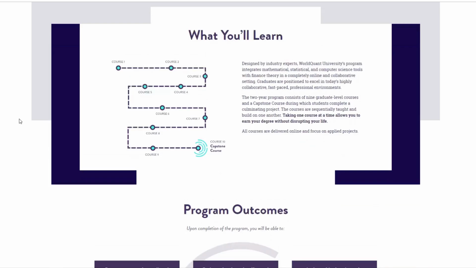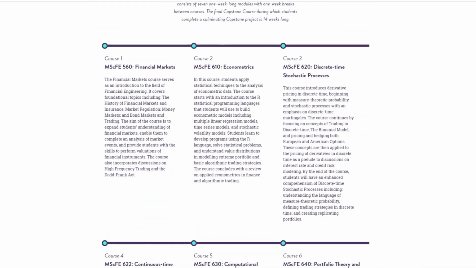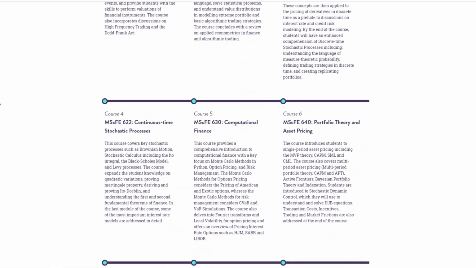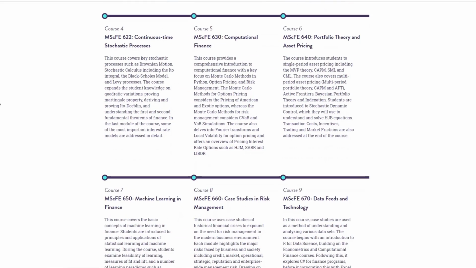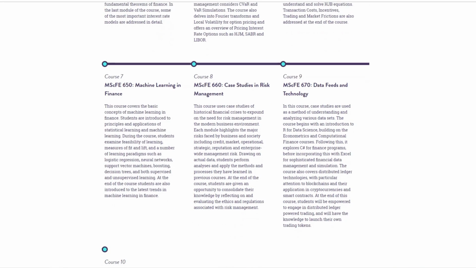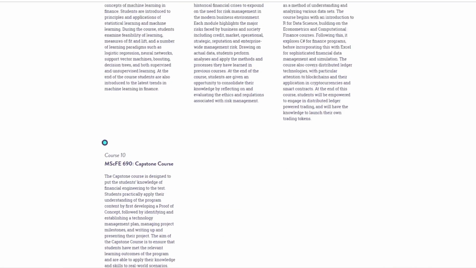It's 9 courses. If you dive on in here, you can see the different courses. They have financial markets, econometrics, discrete time, stochastic processes, continuous time, computational finance, portfolio theory, and asset pricing. I'm sorry I'm going fast, but there's just a lot of stuff to cover quickly. Machine learning in finance, case studies in risk management, data feeds in technology, and then, of course, the capstone course.